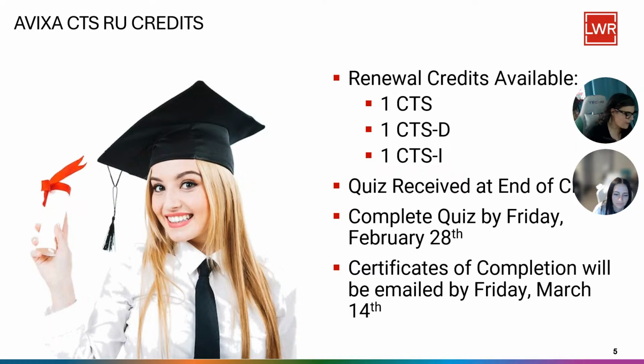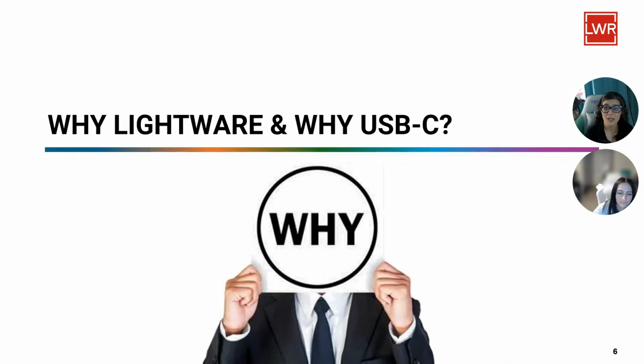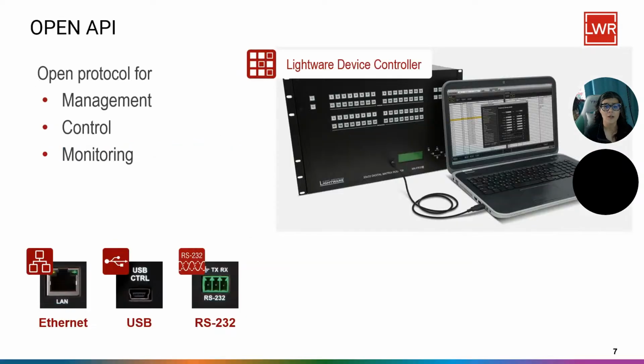All right. Now that we've got all those logistics out of the way, let's get started with why Lightware and why USB-C. First of all, when we're talking about why Lightware, one of the big reasons is we have an open API. And that truly means that we play well with basically everyone out there. Even people who are notorious for not playing well with others are going to be able to work with our equipment. And on top of that, you're also going to have access to be able to manage a bunch of different things that you may have not been able to manage in the past.